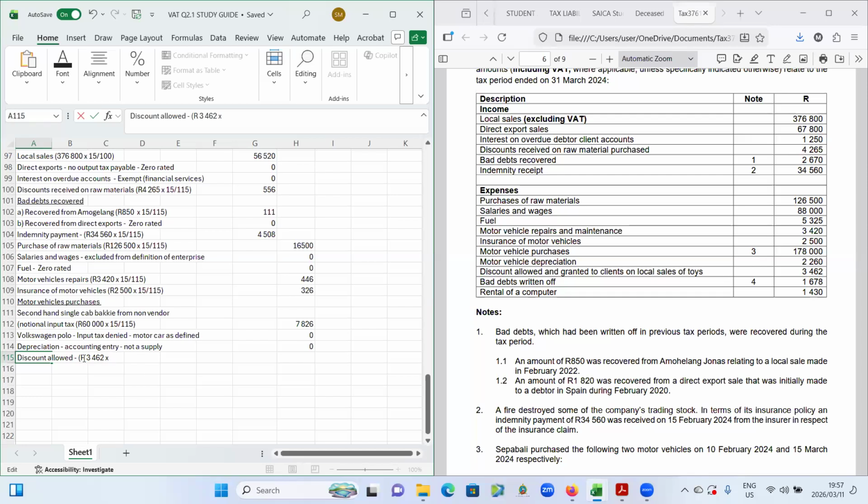Okay. Multiply by 15 over 115. How much is the amount? Let's calculate quickly. R452.